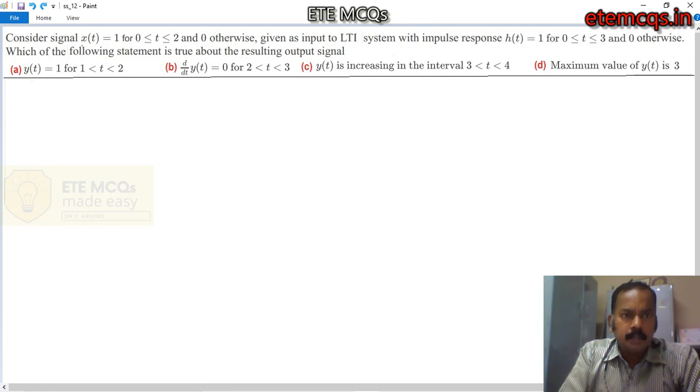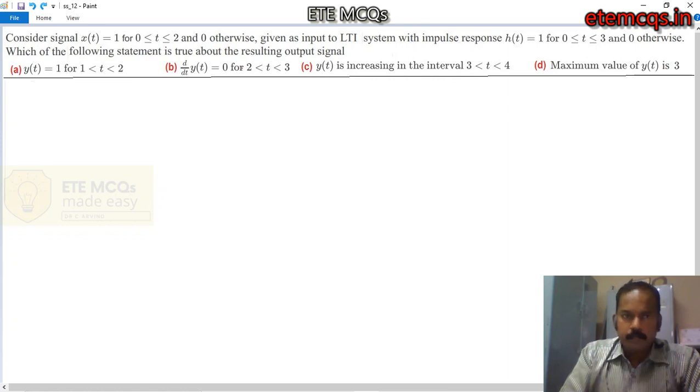Now let us solve a problem based on signals and systems. Consider signal x of t is equal to 1 for t between 0 and 2, and 0 otherwise, given as input to an LTI system, that is a linear time invariant system, with impulse response h of t equal to 1 for t between 0 and 3, and 0 otherwise. Which of the following statements is true about the resulting output signal? So what condition is satisfied by the output signal?